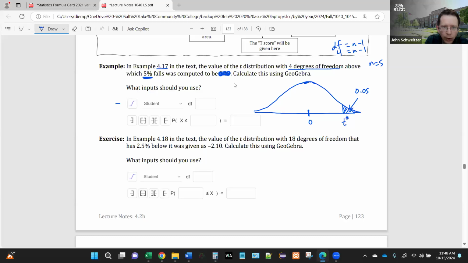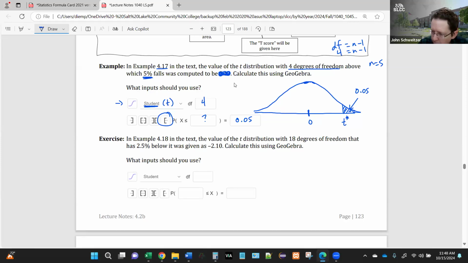Well, we'll go to GeoGebra, we'll go to the t distribution, and then we would put in 4 degrees of freedom. So if we want 5% above, we would go above, and then percentages, remember, proportions are on the outside, and then values in the distribution are on the inside. Okay, so that's how we would find this. So let's go ahead and do that. Oh, I thought this was the t distribution. Why are we going to student here?